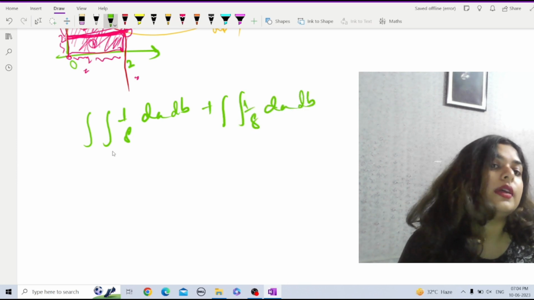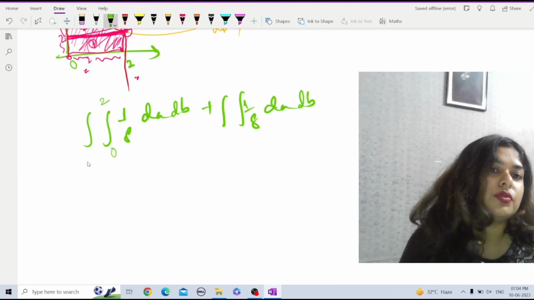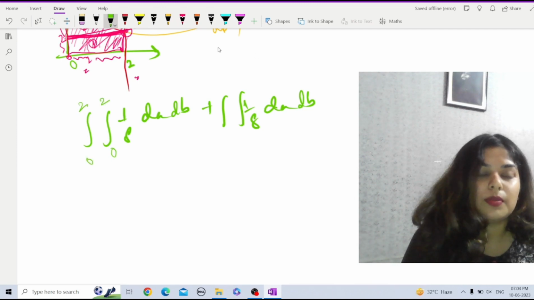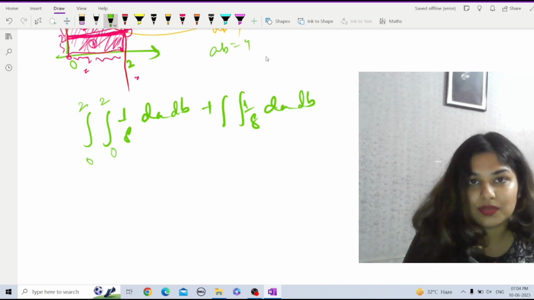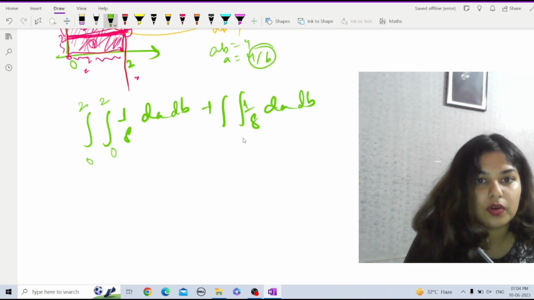Now here we are going from 0 to 2, 0 to 2. Now we know about this area that AB is equal to 4, so in order to put the interval for 4, we can put A equals 4 by B as the upper range, right? So we can go from 0 to 4 by B, and then here we can go from 2 to 4. That is how we can divide the whole thing.